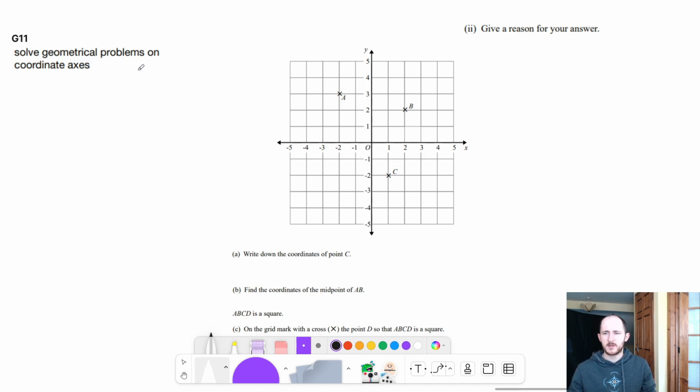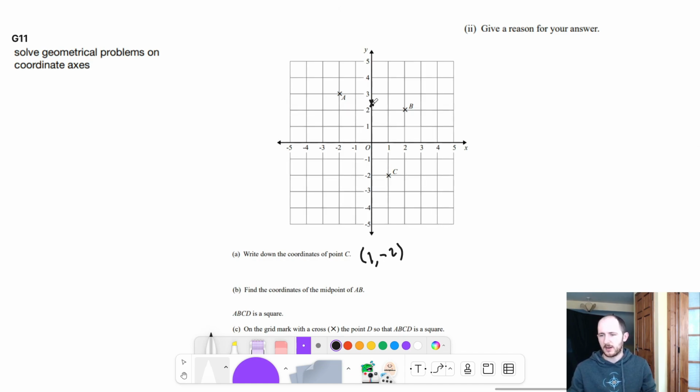Solve geometrical problems on a coordinate axis. So something like this. So write down what the coordinates are for point C. That would be 1, minus 2. Again, we've gone through this before. Find the coordinates of the midpoint of AB. So you can kind of do this by eye. So if you look at the width, it's 4. So it should be over here and then halfway up. So the midpoint would be exactly here.